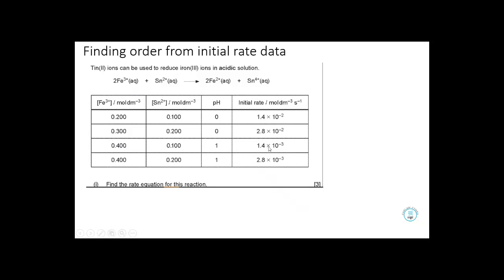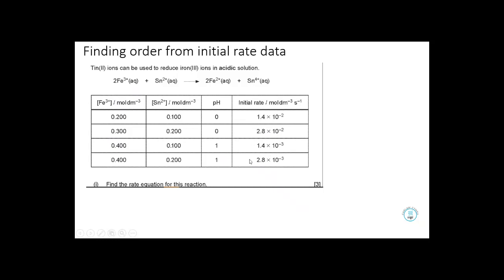And if you look here, you can see also we've decreased our concentration. Our rate's decreased by a factor of 10. So already I know something about the H+ ions. But there's something easier to spot. If I look here, can you see my rate's doubled? We've gone from 1.4 to 2.8.